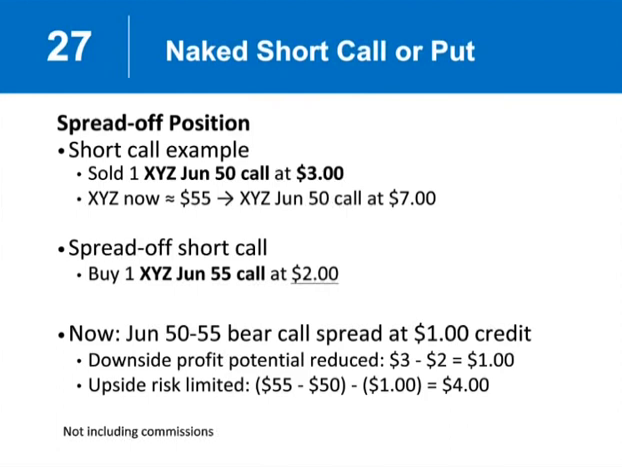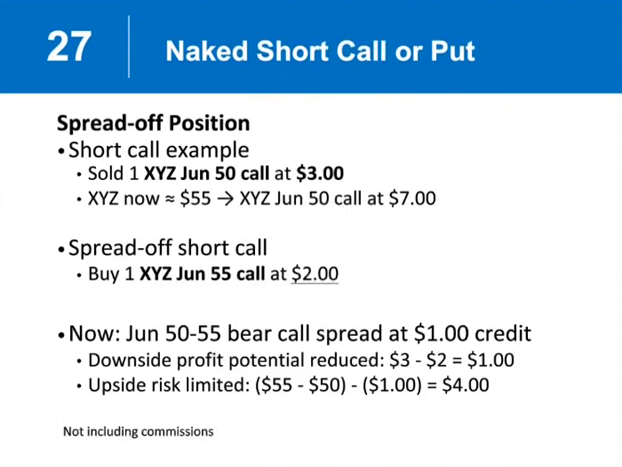So we're short the June 50 for 3 and long the June 55 for 2. And that puts us into this bear call spread for a $1 credit. And the downside profit potential is going to be whatever the credit is that we've taken in for this spread. So we've done this thing for $1. The max we can make is going to be $1. And the maximum loss is going to be the difference between the strikes, the 50 strike and the 55 strike, a $5 increment, less the $1 credit we take in.